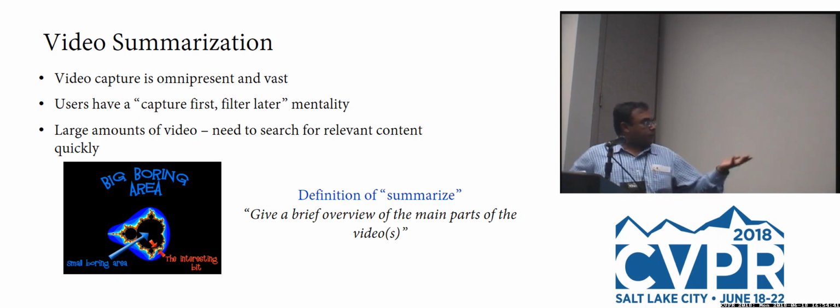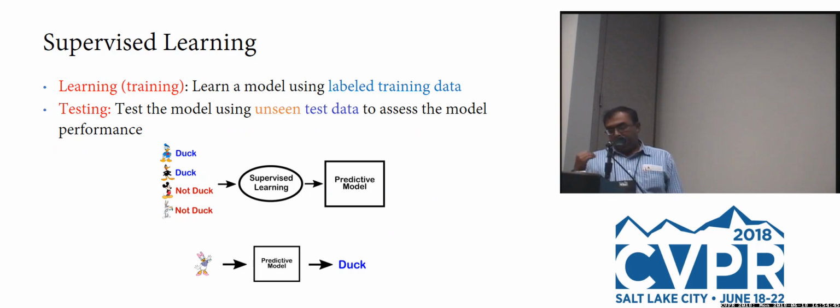So the problem of summarization is that we want to get a brief overview of the main parts. And as I've said a little bit earlier, we want to take advantage of supervision. Summarization could be treated as a completely unsupervised problem, but we want to take advantage of supervision, but we do not want to overwhelm the person who's providing the supervision with extreme amounts of tedious work. So that is where the incidental learning comes in.